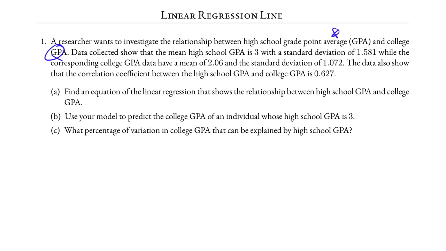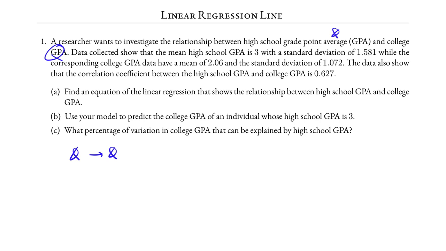Use the model to predict the college GPA of an individual whose high school GPA is 3. What percentage of variation in college GPA can be explained by high school GPA? It is noted that we assume that the researchers follow the same individuals. They recorded the individual's high school GPA and then the individual's college GPA. This is a Q to Q relationship, quantitative to quantitative. We still need to determine the role now that we know the types of the variable.